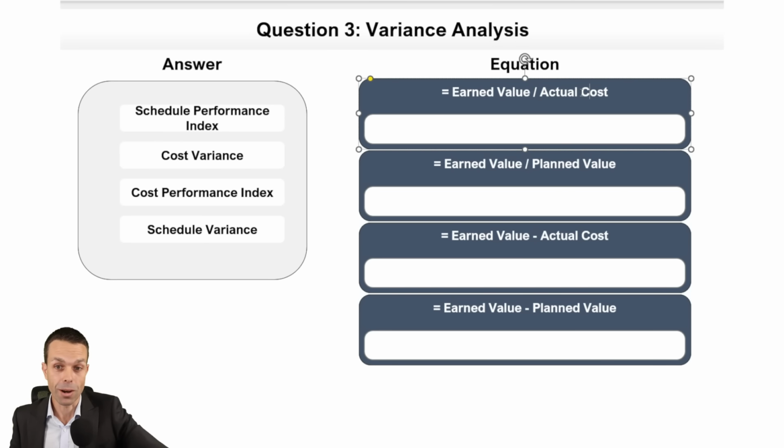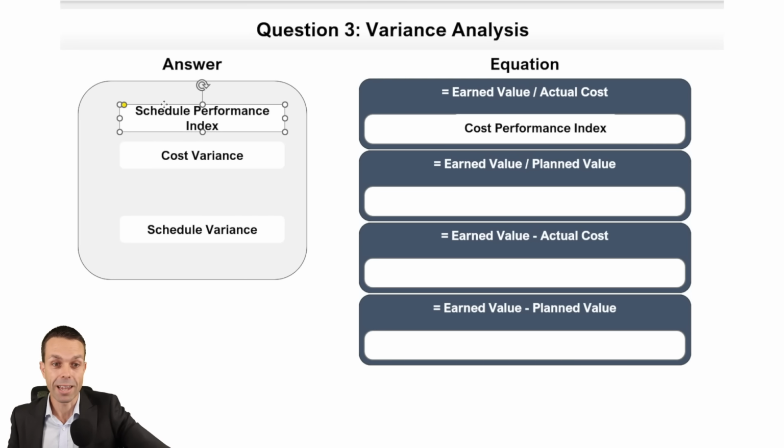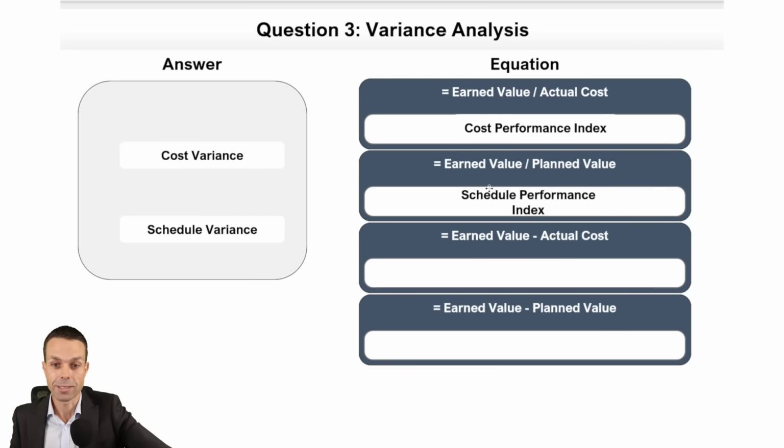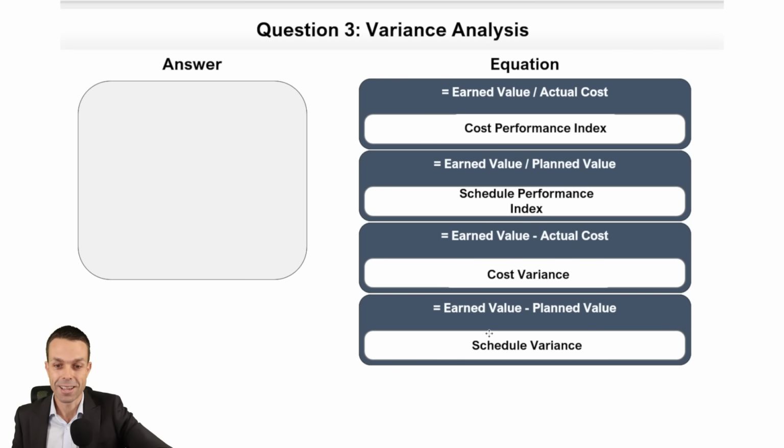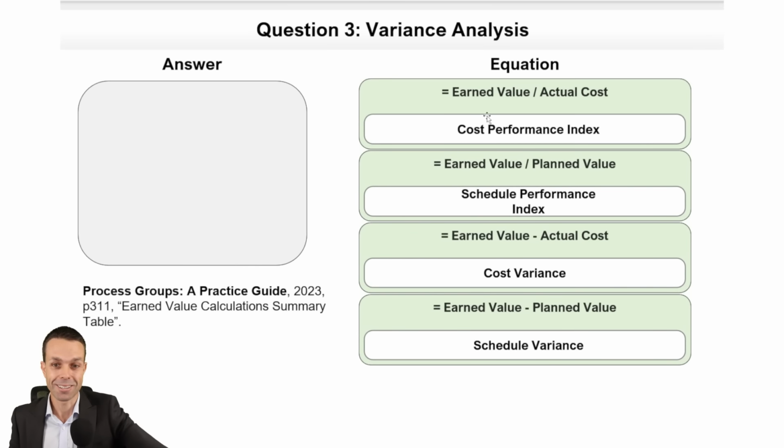Earned value divided by actual cost: divided by, it's an index, and actual cost, it's the cost performance index. Earned value divided by planned value: divided by, it's an index, and planned value, it's the schedule performance index. So that's perfect. Now, actual cost variance, here we go. And if we minus the planned value, it's going to be our schedule variance. That's a wonderful way to know that variance analysis and those calculations. There we are, that went well. And that's in the Process Groups Practice Guide under page 311, Earned Value Calculations Summary Table, if you want to check that out for yourself.